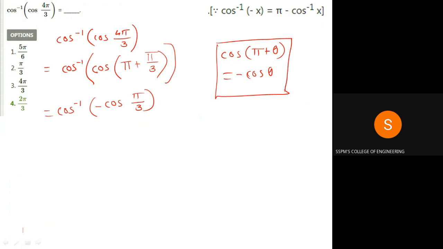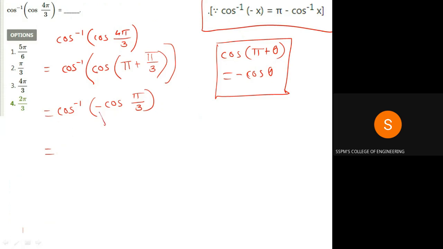According to this formula, we can write this. Now, cos inverse of minus cos theta. The formula that is given here will be useful to solve this step. So what is it? Cos inverse of minus x. Again, you can see here cos inverse of minus of theta.